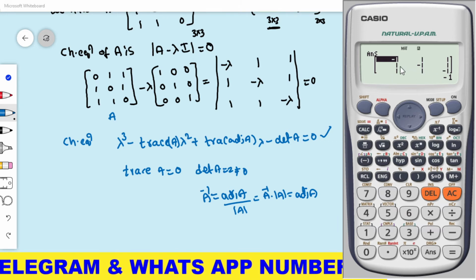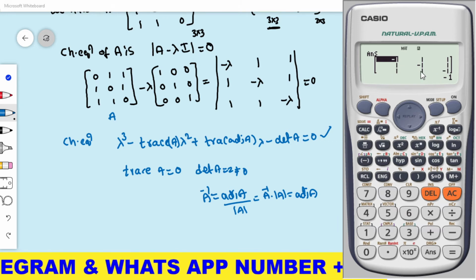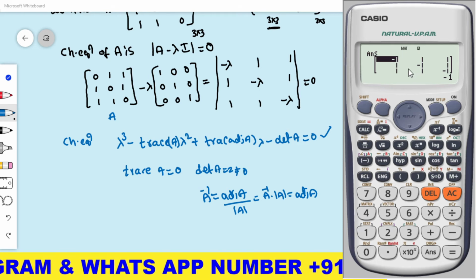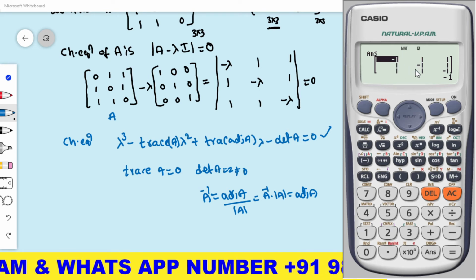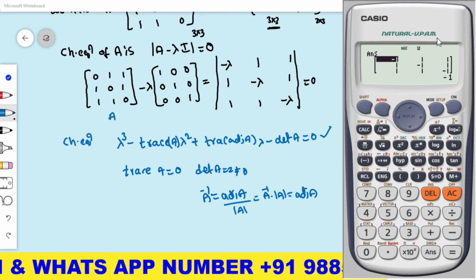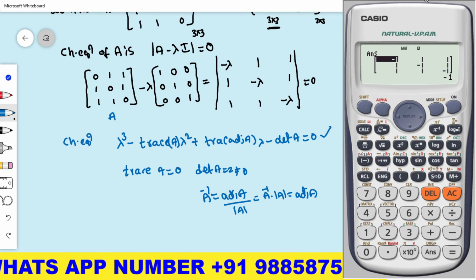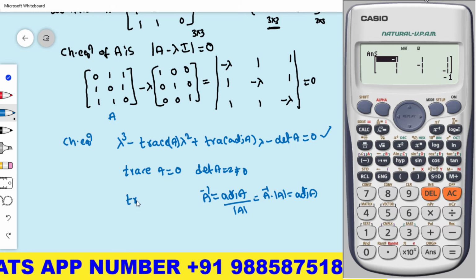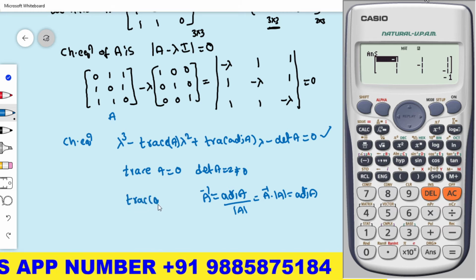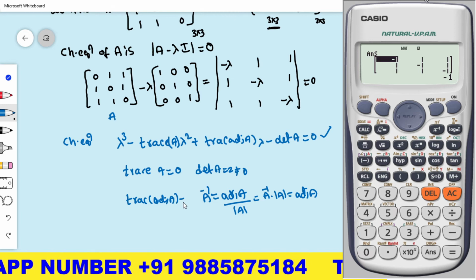So now what do I require? The trace of the adjoint of A. I don't want the adjoint of A, I want the trace of the adjoint of A. So minus 1, minus 1, minus 1. If I add them, I will get minus 3. So the trace of adjoint A is minus 3. I am writing here: trace of adjoint A is minus 3.